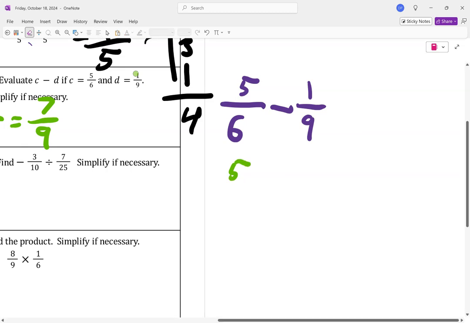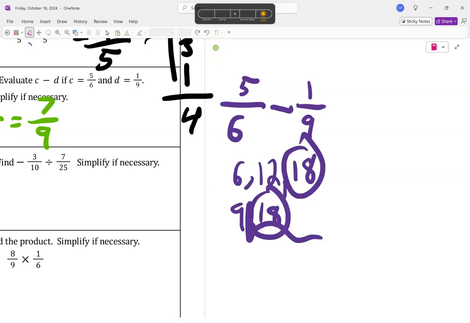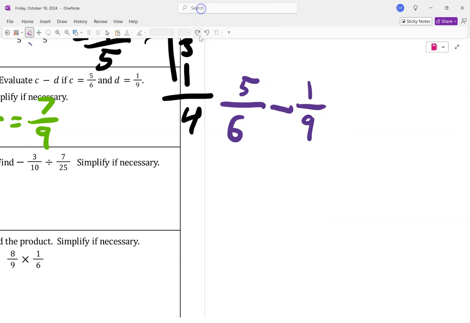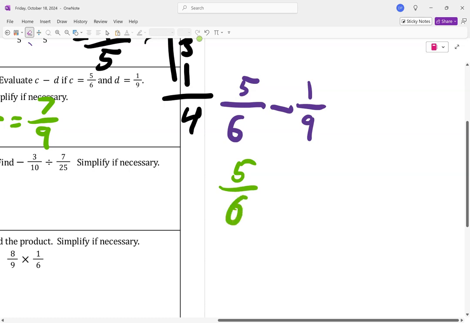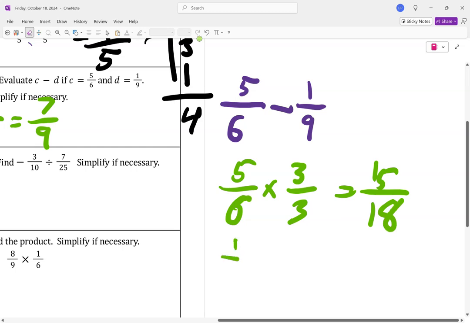Okay, so 5 over 6. What do we do with that one? We multiply that by 3 over 3. There we go. 5 over 6 times 3 over 3. That's 15 over 18, right? Yes, sir. Okay, cool. And then 1 over 9, that times 2 over 2. We got 2 over 18. Cool.